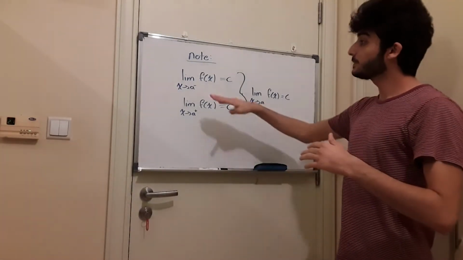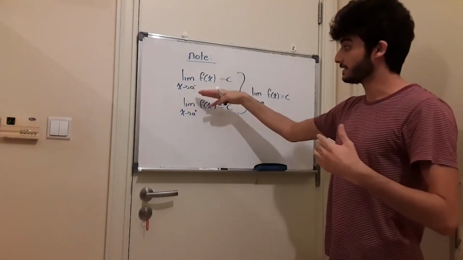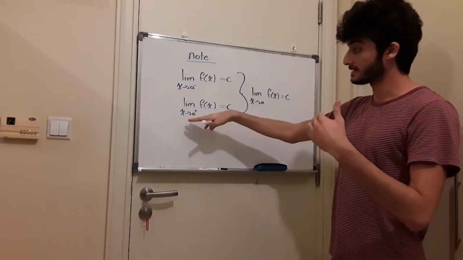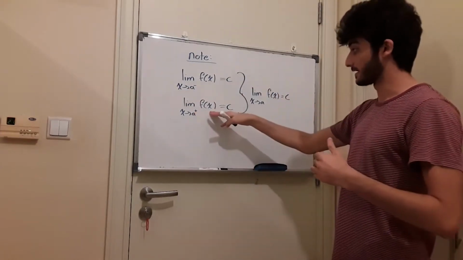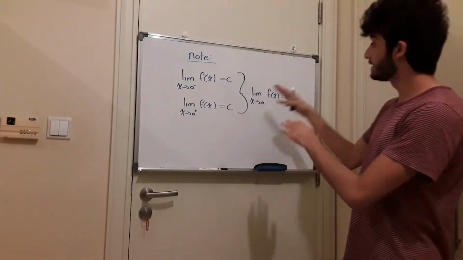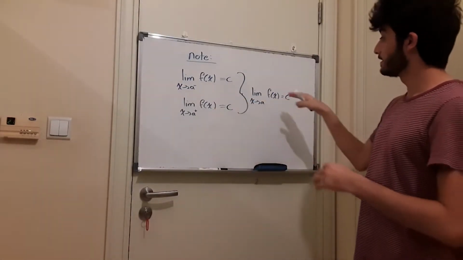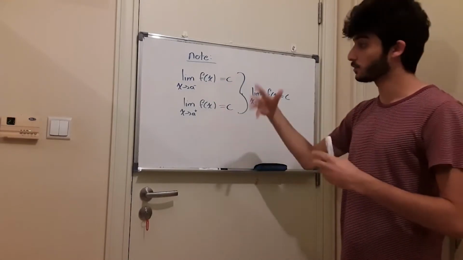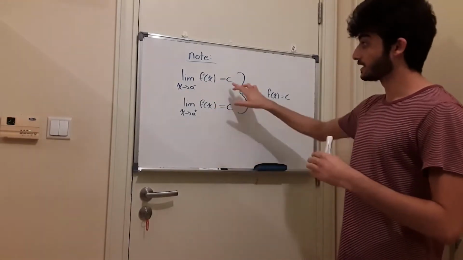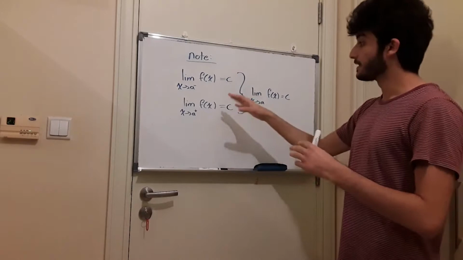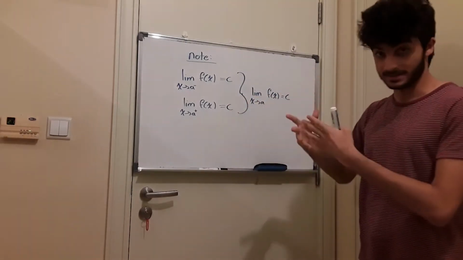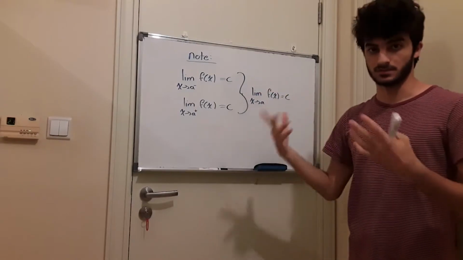Now, if the limit as x approaches a minus of f(x) is equal to c, and the limit as x approaches a plus of f(x) is equal to c, then the limit as x approaches a is also equal to c. So basically, if the left side limit and the right side limit both exist and are equal to the same number, then the limit at that point also exists and is equal to the same number as well.